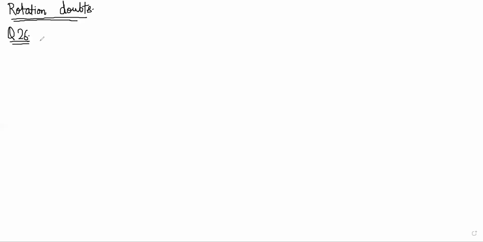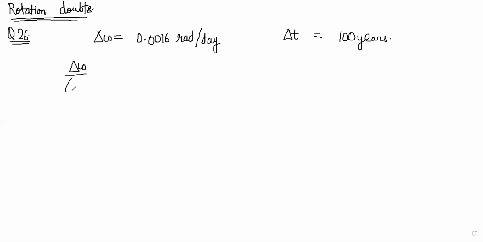Okay, 26th one seems just a calculation intensive question. Because of the friction between the water in the oceans and the earth's surface, the rotational kinetic energy of the earth is continuously decreasing. If earth's angular speed decreases by this much in 100 years, find the average torque of friction on the earth. So the change in earth's angular speed is given, it is 0.0016 radian per day, and the change in time is given to be 100 years.